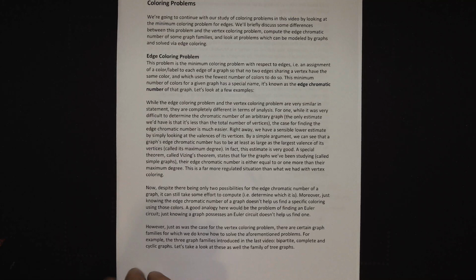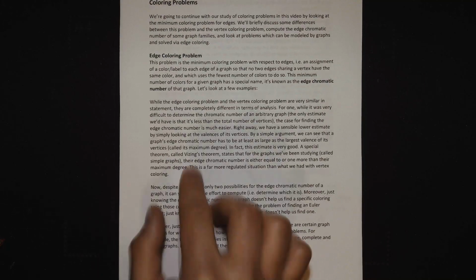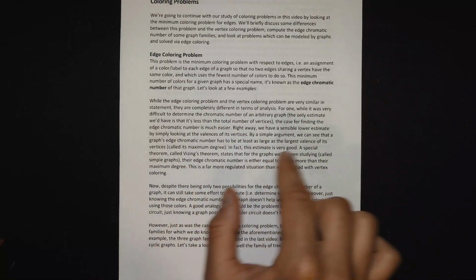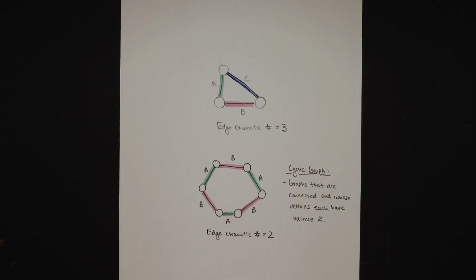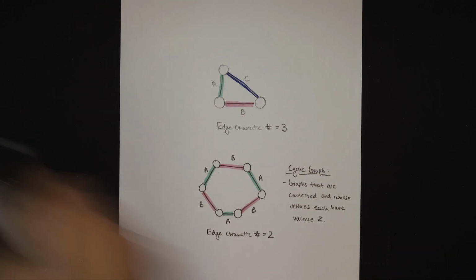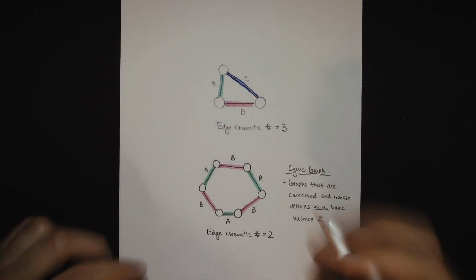However, the case for finding the edge chromatic number is much easier. Right away, we have a sensible lower estimate by simply looking at the valences of its vertices. By a simple argument, we can see that a graph's edge chromatic number has to be at least as large as the largest valence of its vertices, called its maximum degree. So the maximum degree of a graph is the largest valence of its vertices. Okay, so let's see what we mean here by that. So how do we have this good estimate?